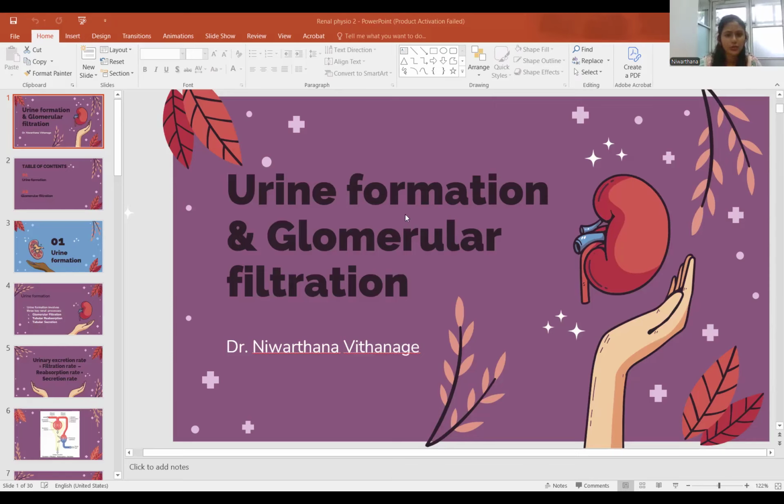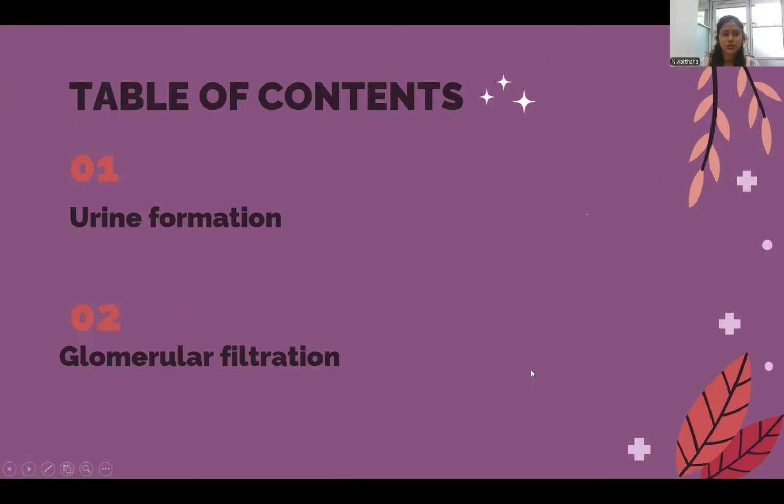Our session is about urine formation and glomerular filtration. In previous sessions, we talked about the structural and functional unit of the kidneys and the basic steps of how urine formation happens. In this slide and in future presentations, we are going to talk in detail about how this urine formation happens. So today we are going to talk about urine formation and glomerular filtration.